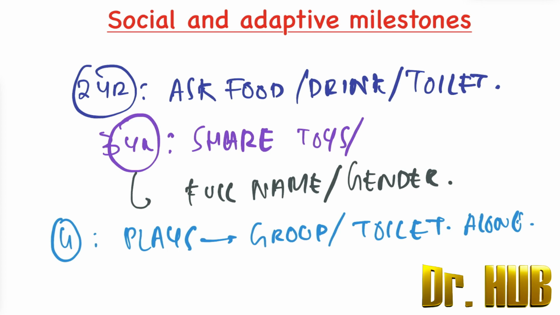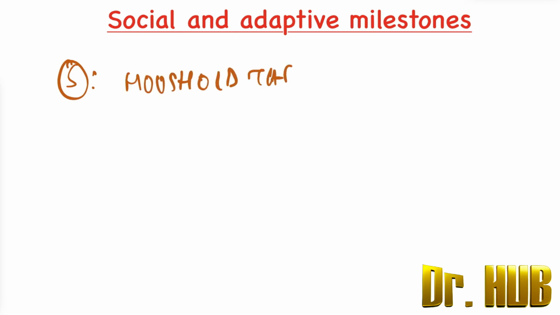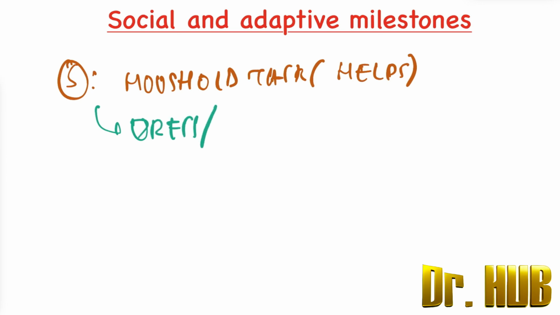Next, we move on to age 5. In terms of age 5, it helps with household tasks and can dress and undress on its own. So the child actually helps with the household tasks and is able to dress and undress on its own.